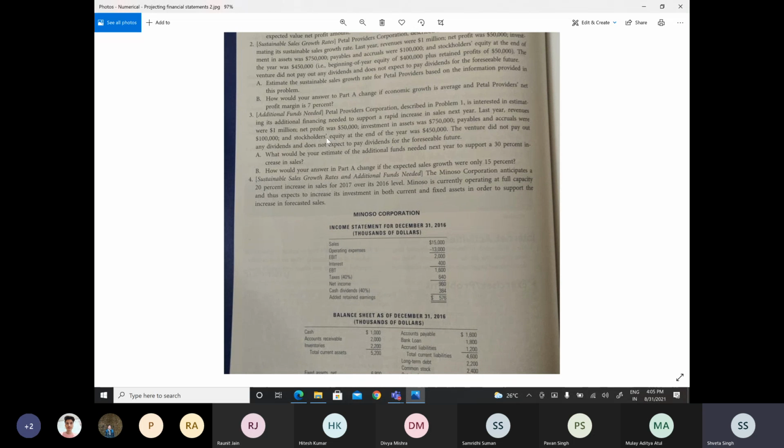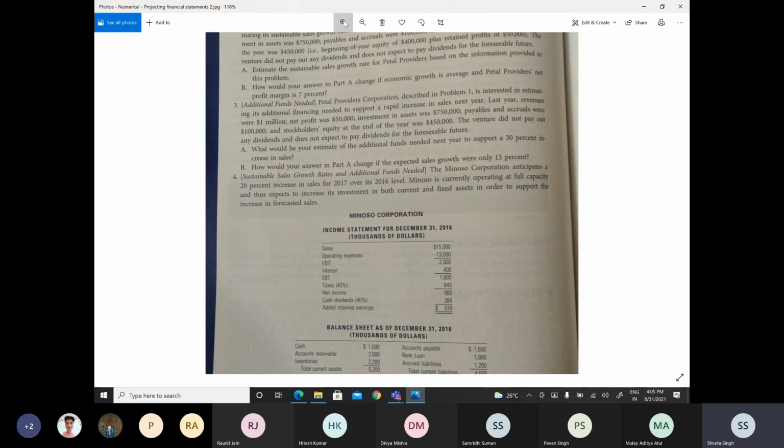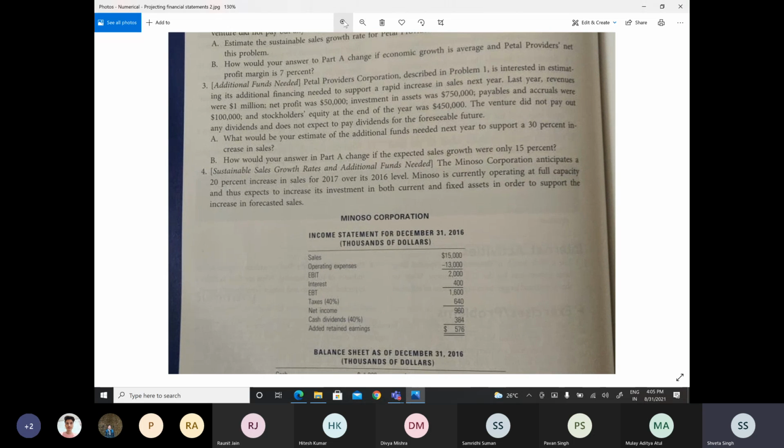You have to calculate both sustainable sales growth rates and additional funds needed for the Minoso Corporation, which anticipates a 20% increase in sales for 2017 over its 2016 level. Minoso is currently operating at full capacity and thus expects to increase its investment in both current and fixed assets in order to support the increase in forecasted sales.